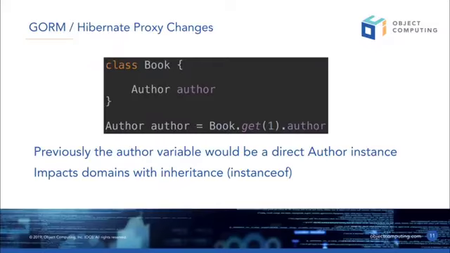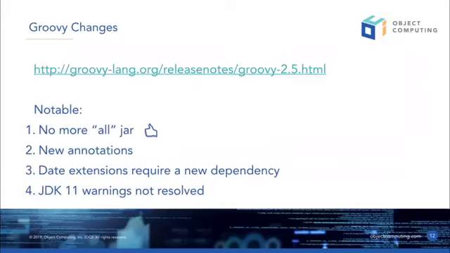But it has some subtle impacts for things like inheritance. The proxy is of type Author. So if you had subclasses of Author, and you wanted to check to see if this instance is an instance of one of those subclasses, then that will always return false, because the proxy is always of the type that's specified in the domain class. That could be a little bit tricky to understand, and it could be a surprising change. If you upgrade your application and certain things aren't working, that could be the cause.